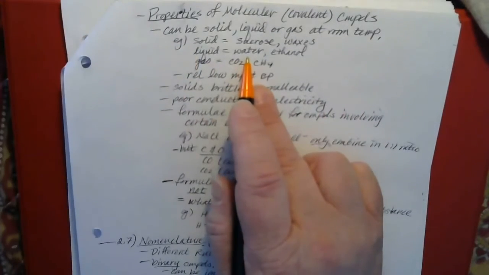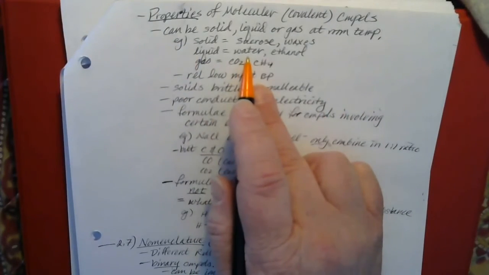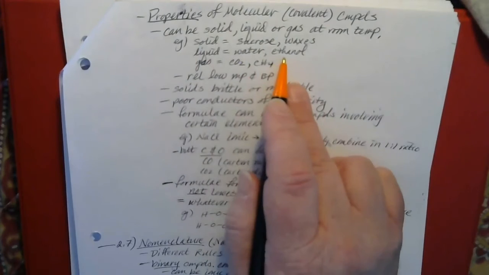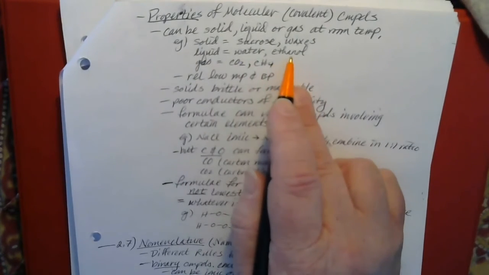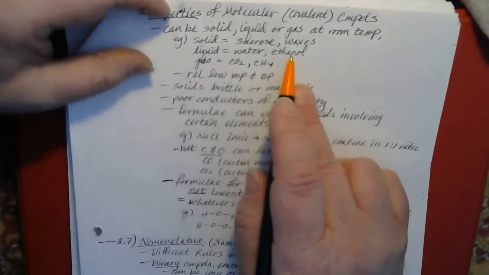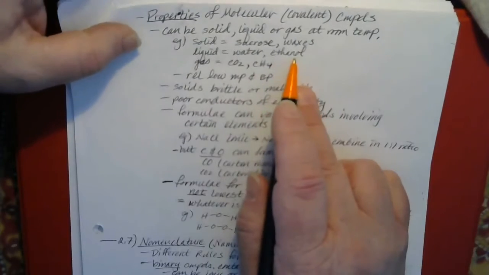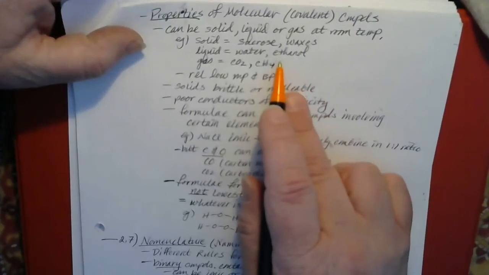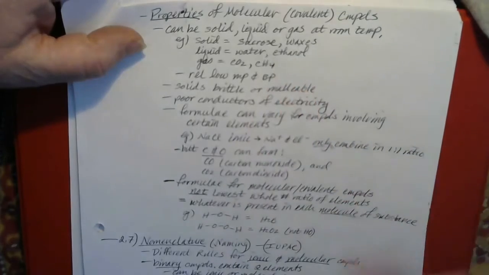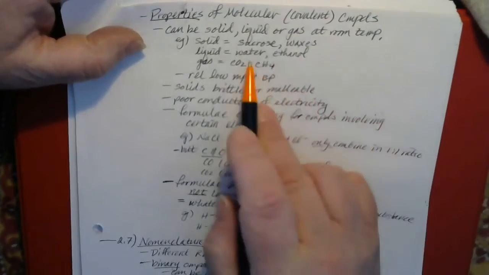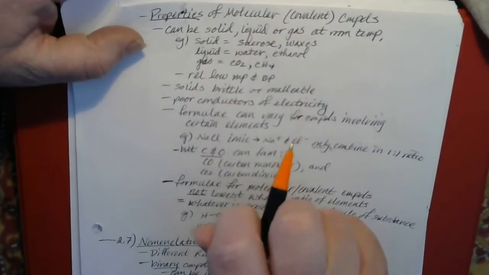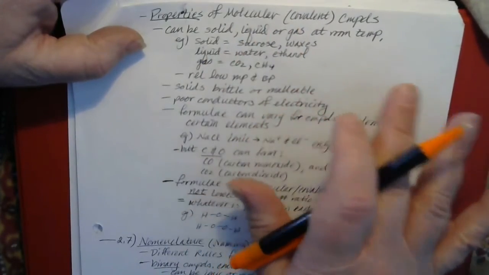Liquids, water, for example. Water is a molecular or covalently bonded compound. Hydrogen and oxygen are both nonmetals. So H2O is definitely a covalently bonded compound. Alcohols like ethanol or methanol. Ethanol is the alcohol you can drink. Methanol is the alcohol that's in windshield washer fluid, which you definitely shouldn't drink. Isopropyl alcohol, which is rubbing alcohol.